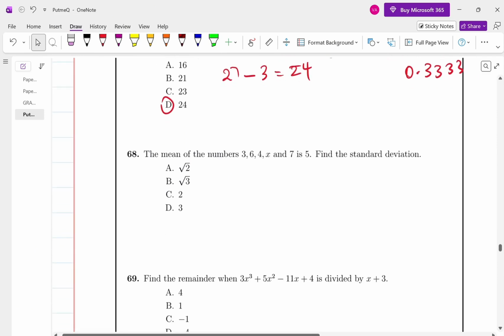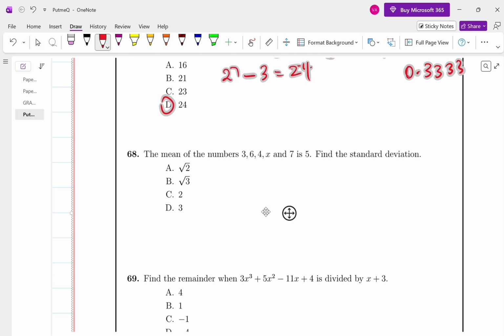Next one. Question 68 says, the mean of the numbers 3, 6, 4, x, and 7 is 5. Find the standard deviation. So first, we need to know what the value of x is. Remember that to get the sum of the numbers, let's do mean times how many numbers there are. So the mean has been given to us as 5, and there are 5 numbers. So the sum of the numbers should give us 25.